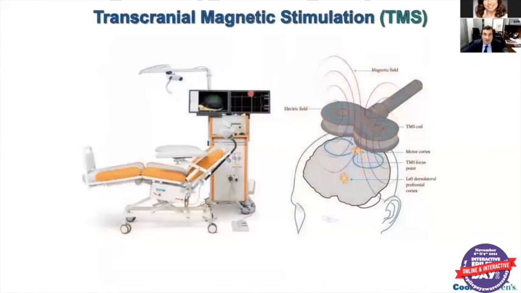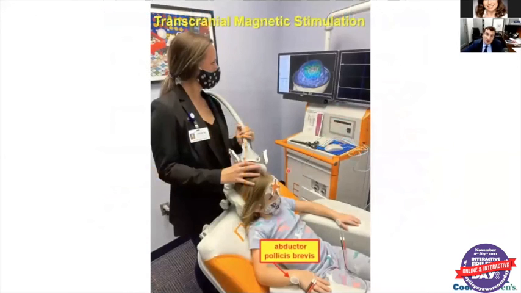Another technique we use for mapping the primary motor cortex is what's called transcranial magnetic stimulation. We have these large coils that generate a strong magnetic field. This strong magnetic field non-invasively activates a focal area of the brain, and we can see how this setup looks like here.